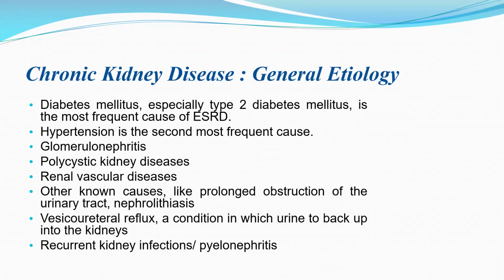These are all general causes of CKD. CKD, in actual terms, is when acute renal failure persists for more than 3 months, it can convert into CKD. The underlying cause may be obstruction, polycystic kidney, hypertension, and also recurrent kidney infection such as pyelonephritis.